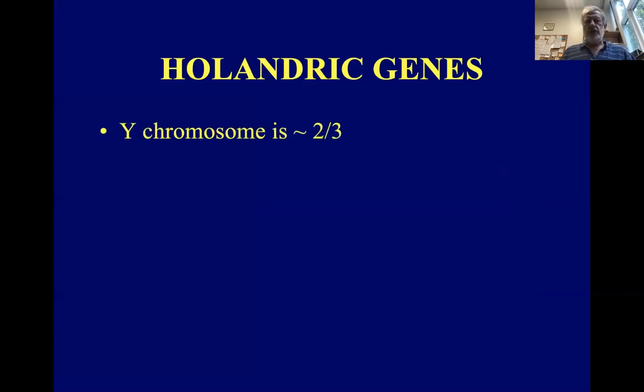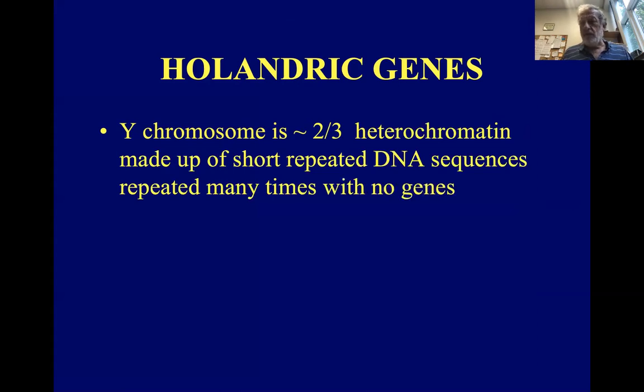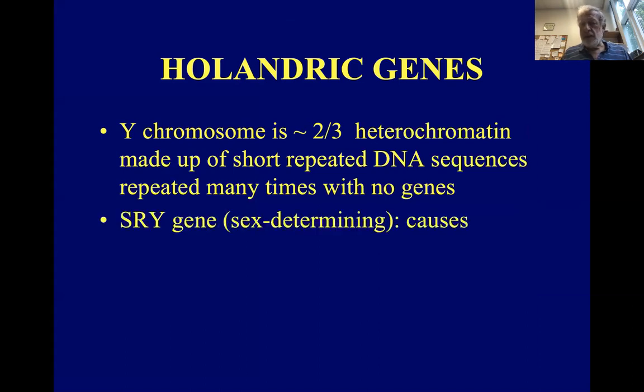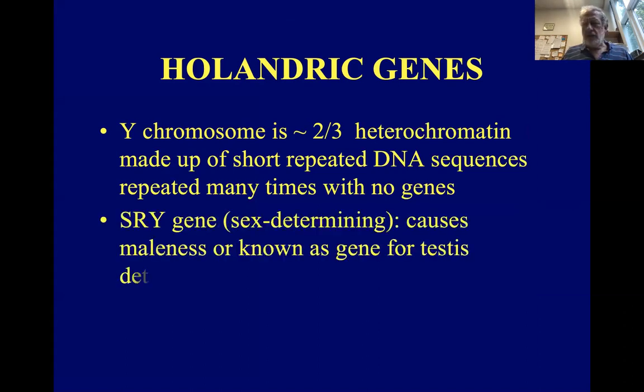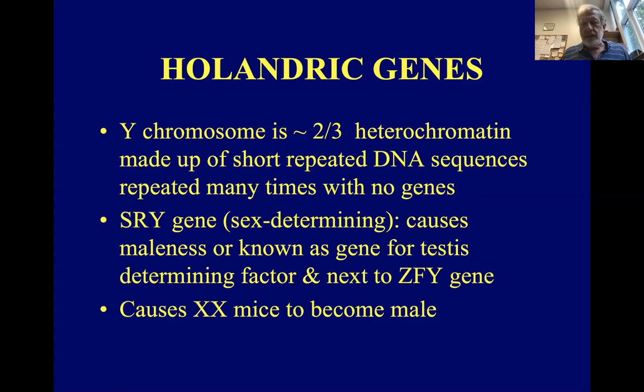Holandric genes, then, are genes on the Y chromosome. The Y in humans anyway is about 2/3 heterochromatin, so most of it has no genes at all. But it of course contains the SRY gene for determining the sex of the offspring. And if you take that testis-determining factor protein and inject it into XX mice, they become males.